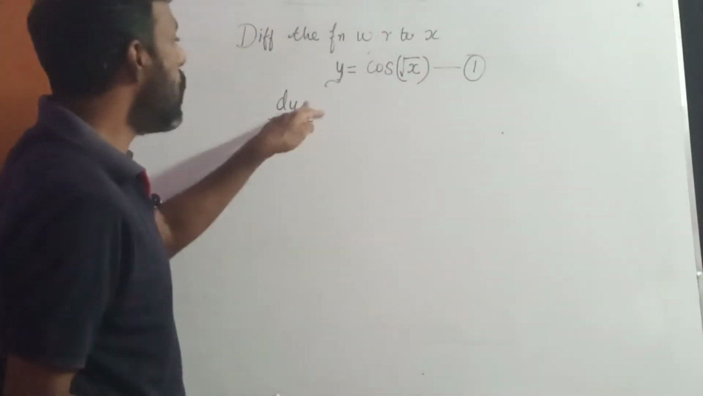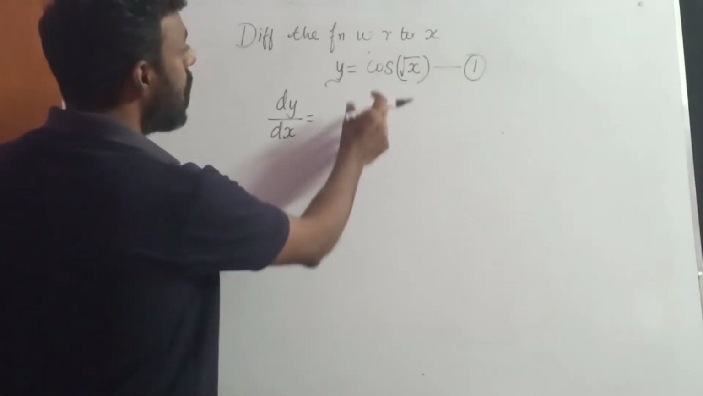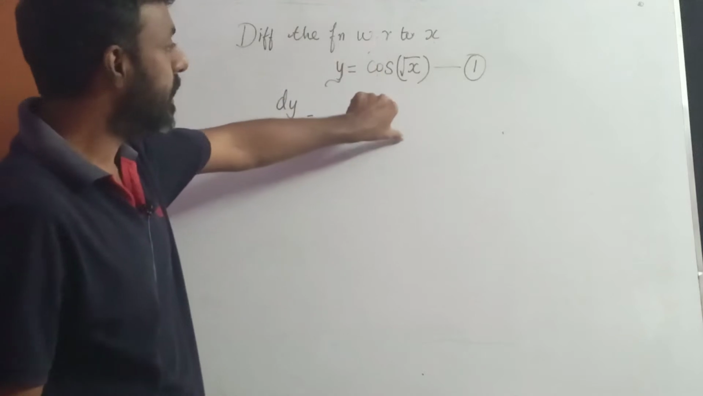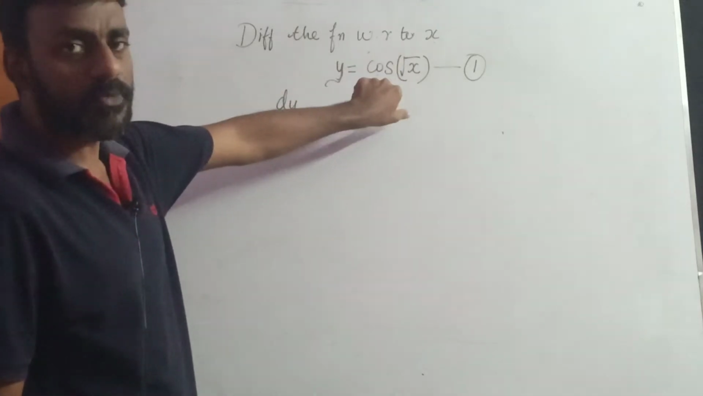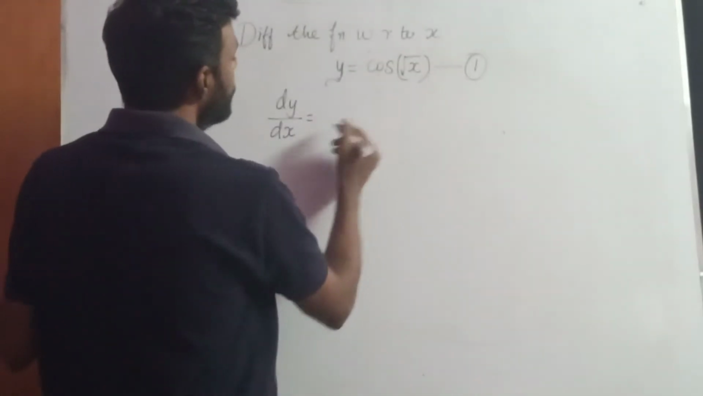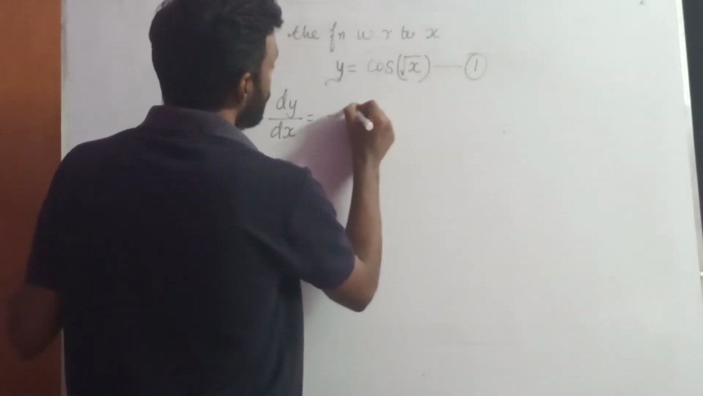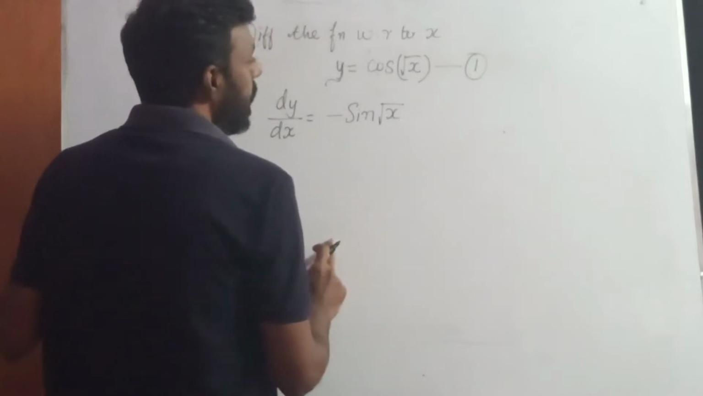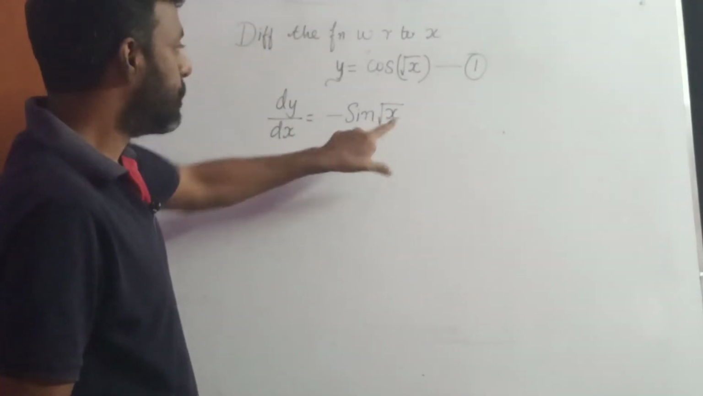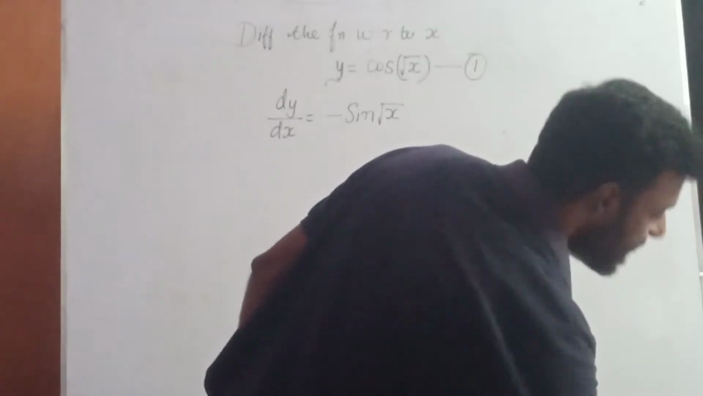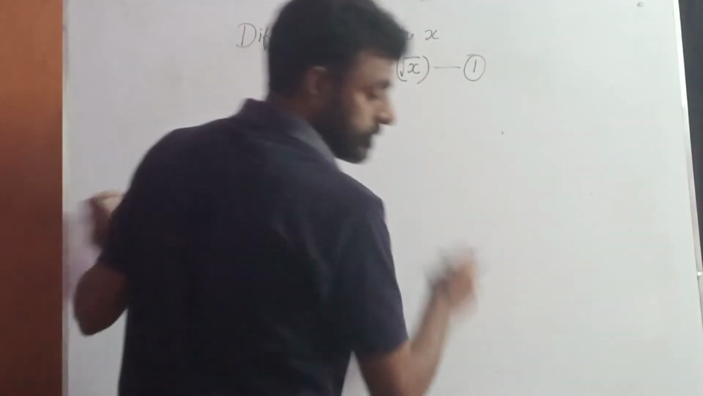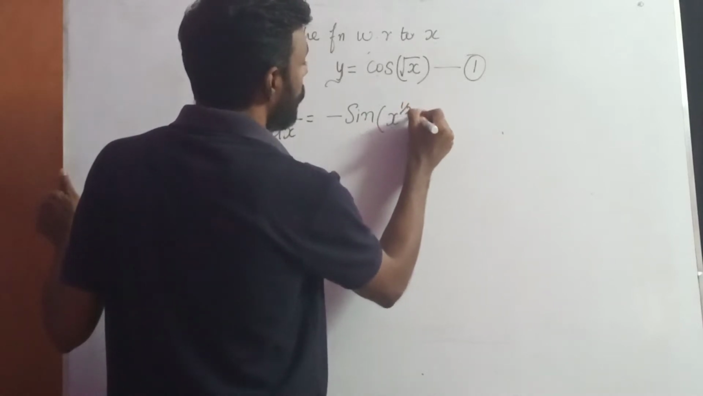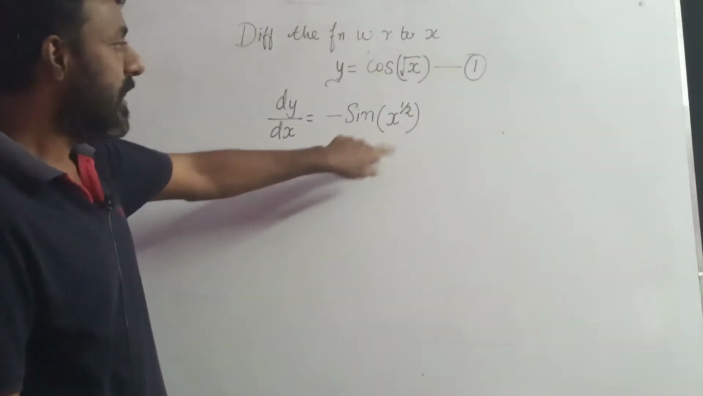So now what is dy by dx? Dy by dx is nothing but the derivative of cos root x with respect to x. We will get minus sine root x. Instead of putting root x, I'll put it as x to the power half. So it is minus sine x to the power half.